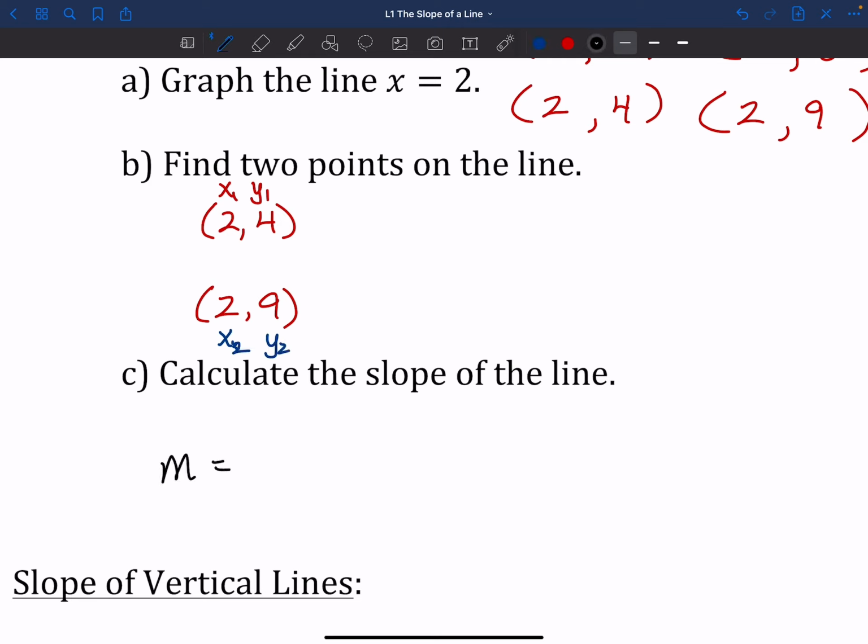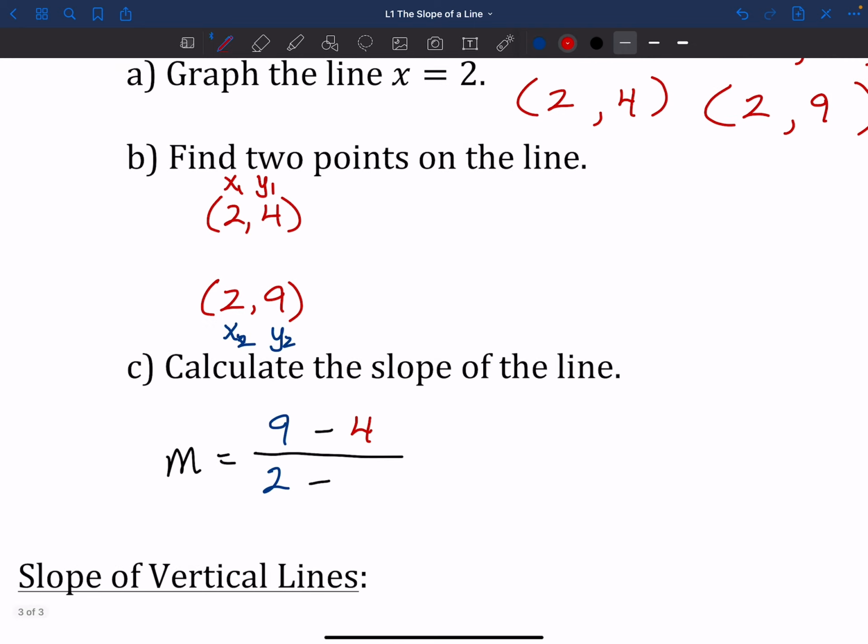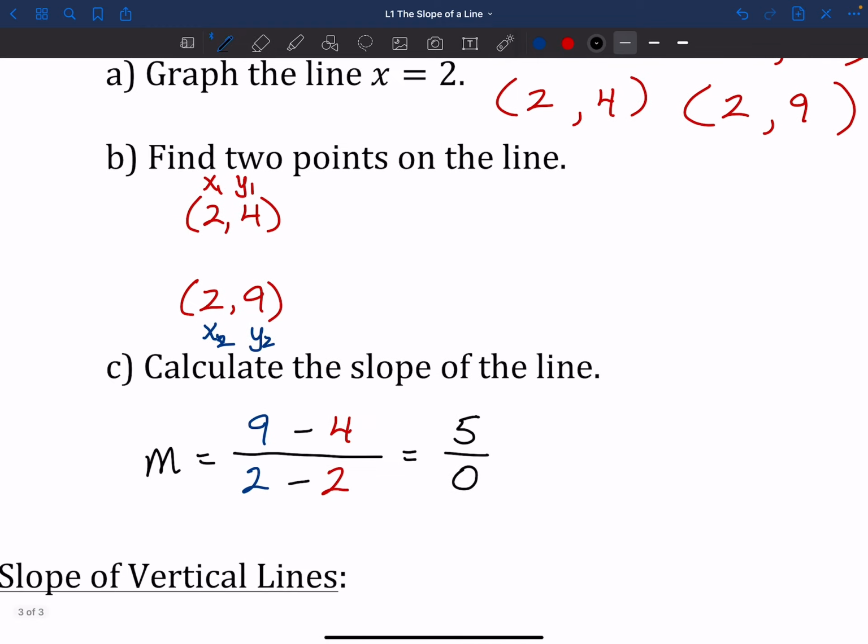To calculate the slope, we've got m equals this big fraction with the subtraction. Up on top, we've got y2 minus y1. On the bottom, we've got x2 minus x1. When we do that, 9 minus 4 is equal to 5, and then 2 minus 2 equals 0. Oh no, we have a problem here.